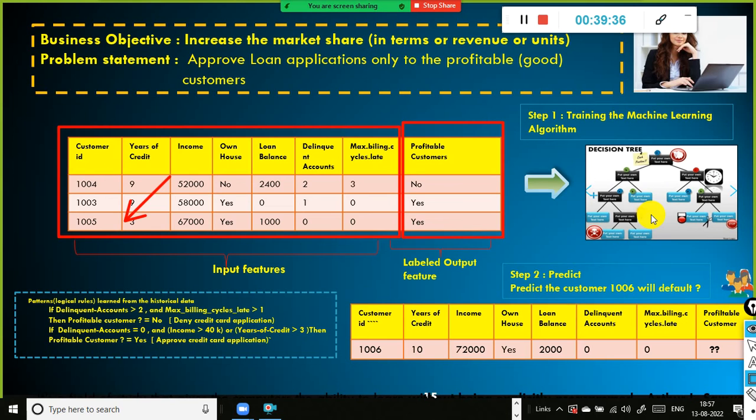That doesn't mean if a person is getting a very good salary, we have to give the loan to all the persons who earn more, right? So you need to check their commitments.